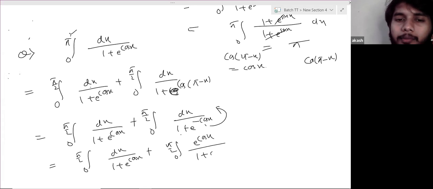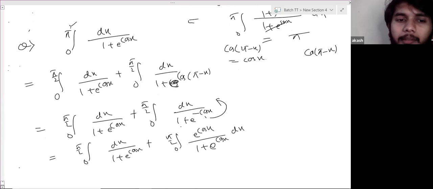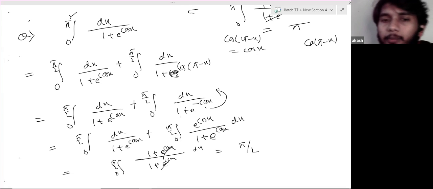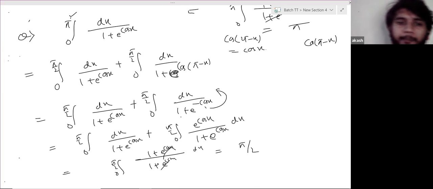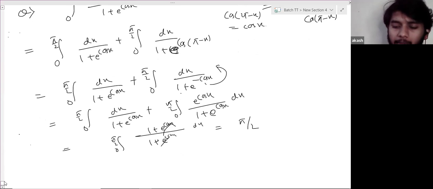This step is clear to all of you? If you add this together, 0 to pi by 2, 1 plus e to the power cos x, 1 plus e to the power cos x dx. This is cancelled. The answer is pi by 2. All right. Is everyone clear about this?